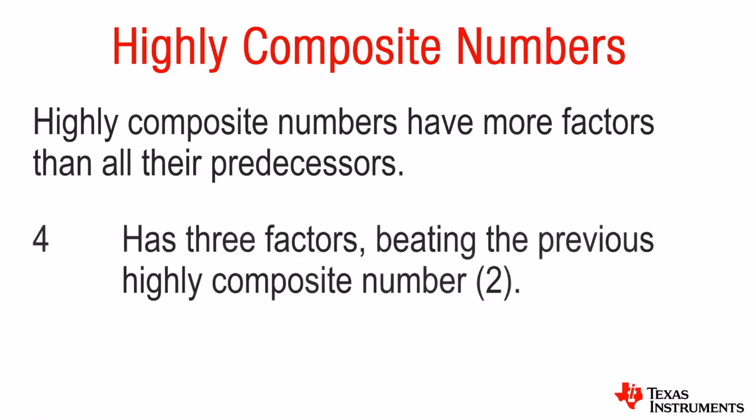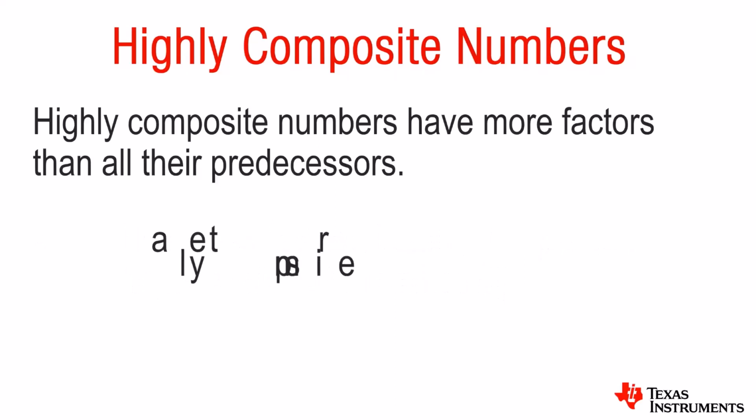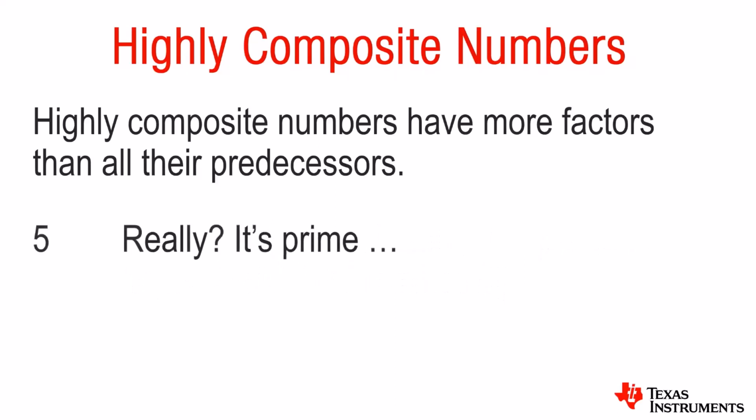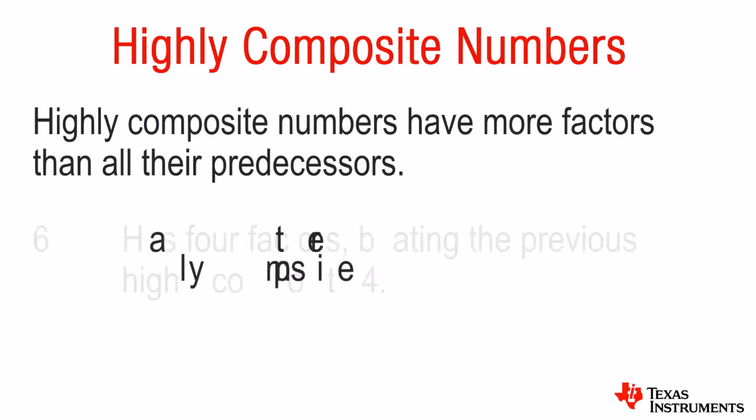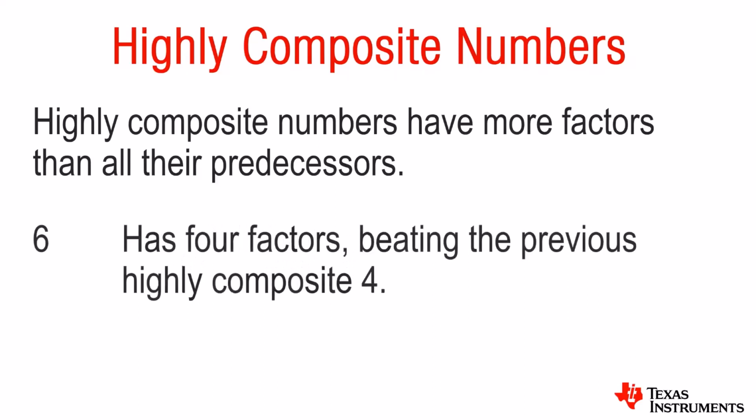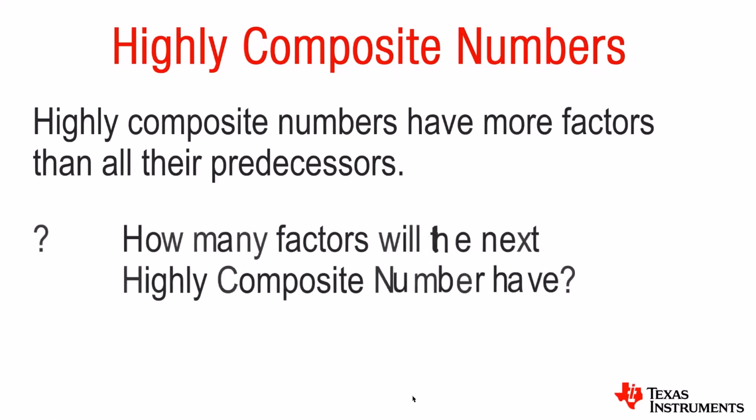4 has 3 factors, beating its previously highly composite number of 2. Still not a big challenge. 5, well, again, it's prime. Didn't think much of that. Let's try 6. It has 4 factors, so it beats 4, which was the previous highly composite number, with just 3 factors. So far, the quantity of factors has gone 1, 2, 3, 4. Perhaps the next one has 5, but students should realize that would mean it has to be a perfect square. And 12 seems to have quite a lot of factors. So I'm sort of sensing that 12 is our next highly composite number.